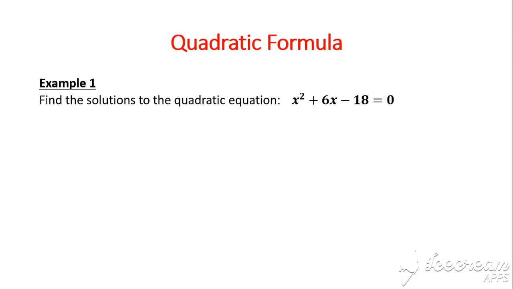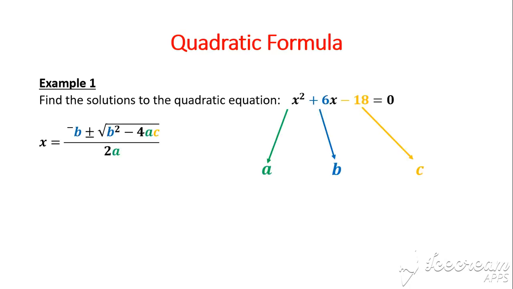We're going to find the solutions to the quadratic equation x squared plus 6x subtract 18 is equal to 0. So we need the values of A, B, and C. A is the coefficient of x squared, the number being multiplied by the x squared. In this example, there is no number out the front, but you know it's 1. B is the number that's been multiplied by the x, the coefficient of x, which is 6. And C is the constant, the number all by itself, which is negative 18.